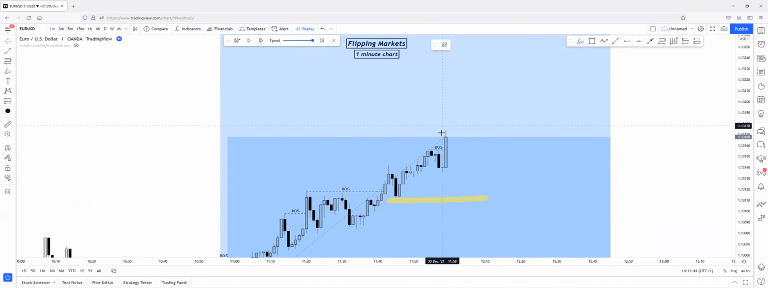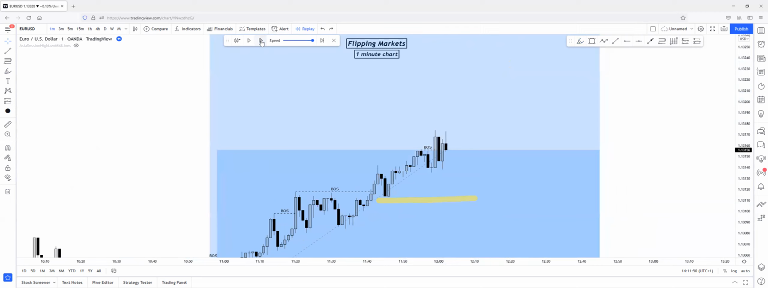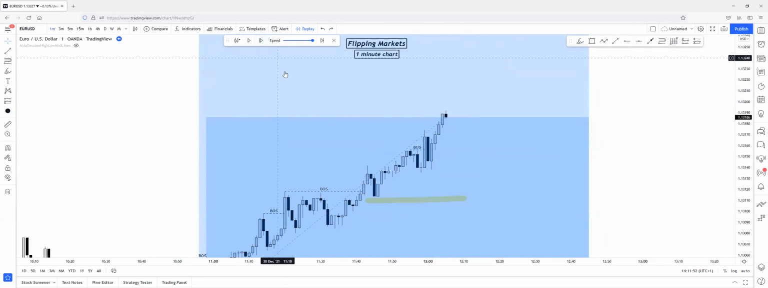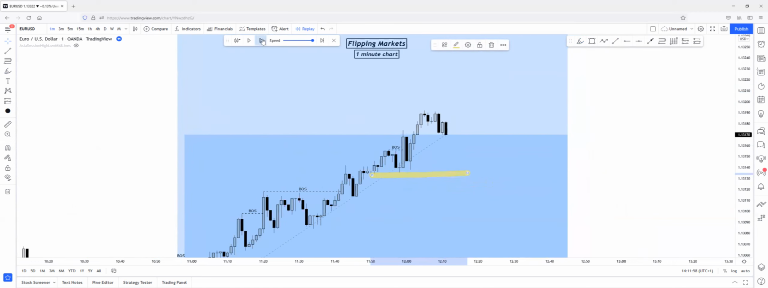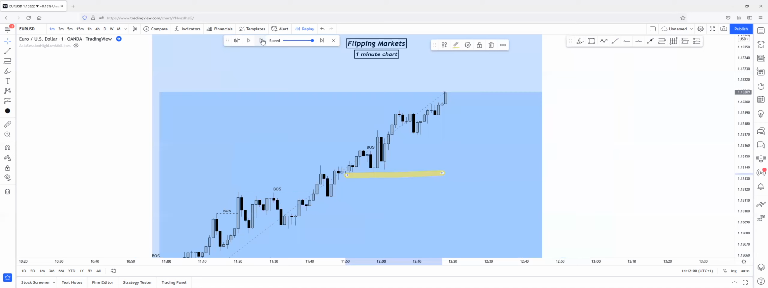If price breaks another structure to the upside, I will just place my stop loss below these lows. Let's see what happens. Pullback happened and another break of structure happened. So I will just place my stop loss below this line. Okay, let's see what happens. Another pullback, another break of structure to the upside. We can do the same.